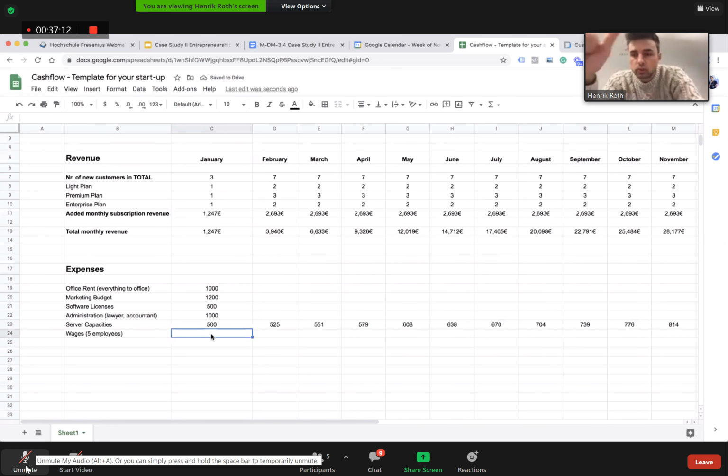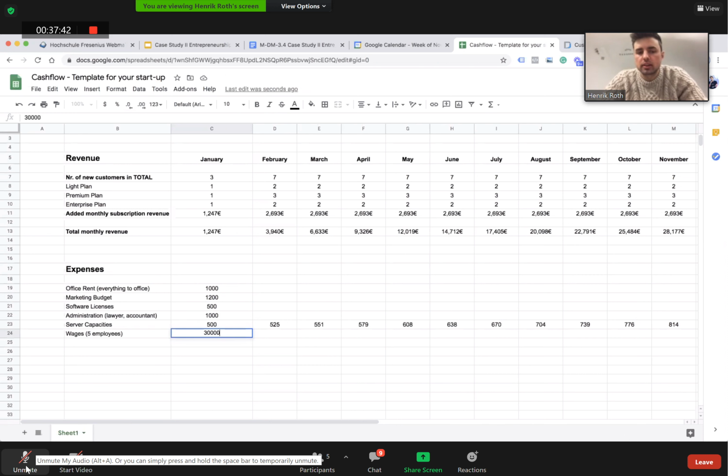So it's you, the founder. It's a marketing person. It's a developer who develops the software. It's a sales guy, and maybe some back-end developer. So we have 5 people who are very experienced, let's say. I guess this must be quite expensive.